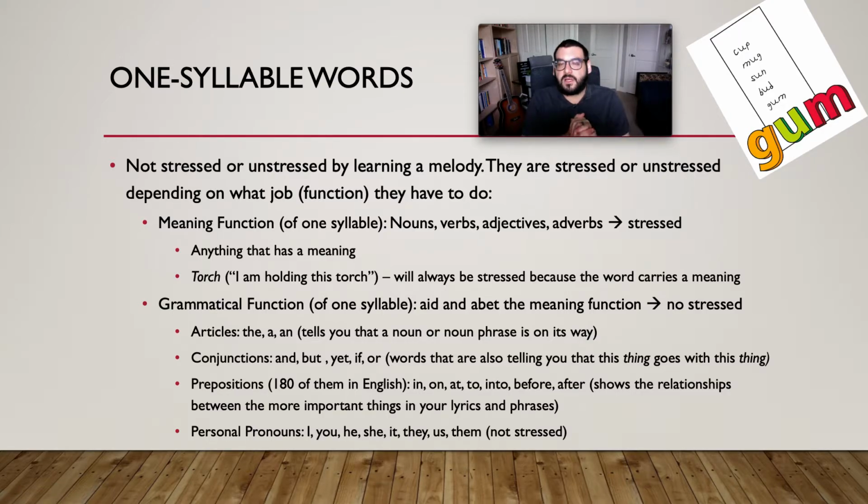Okay, so now we're going to be talking about one-syllable words. As you can see in the corner, we've got cup, mug, sun, bud, gum, all one-syllable words. They are not inherently stressed or unstressed. By learning the melody, they are stressed or unstressed depending on what function they have in your lines. When I say function, I mean what function do they have in terms of our grammar? Are they nouns? Are they verbs? Are they adjectives? Are they adverbs? All of these things are always going to be stressed when we talk.